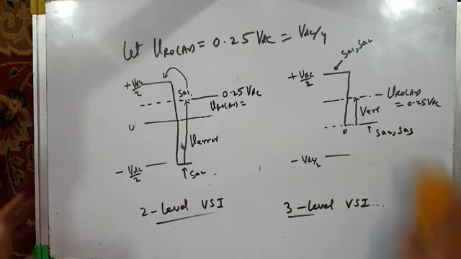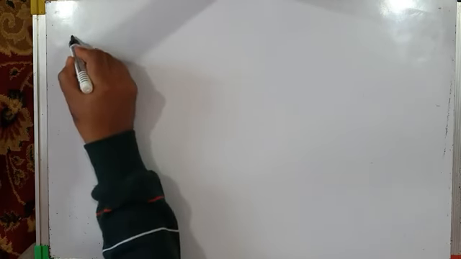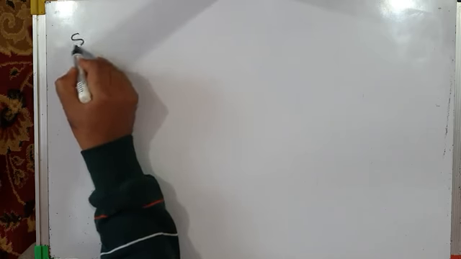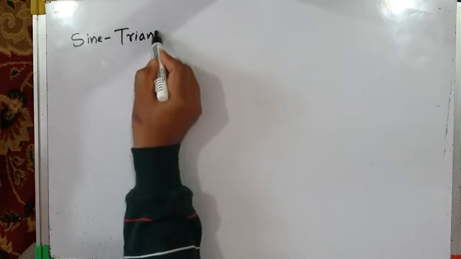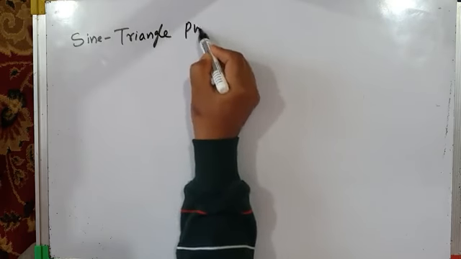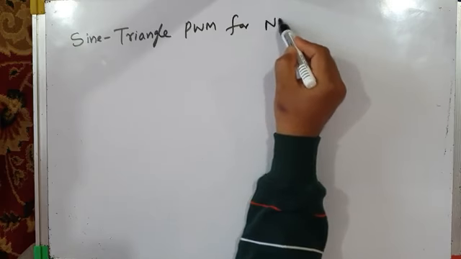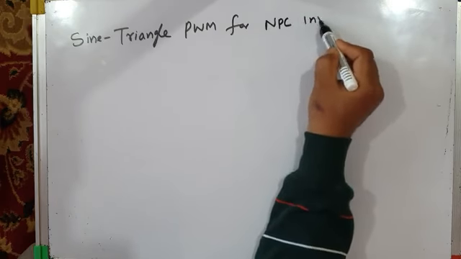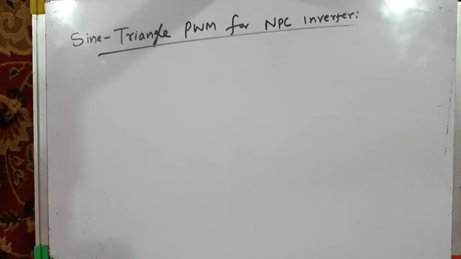Fine. Let us now discuss PWM techniques for the 3-level voltage source inverter. I will write here Sine Triangle PWM for a neutral point clamped inverter. The so-called neutral point clamped inverter is also called a 3-level inverter.